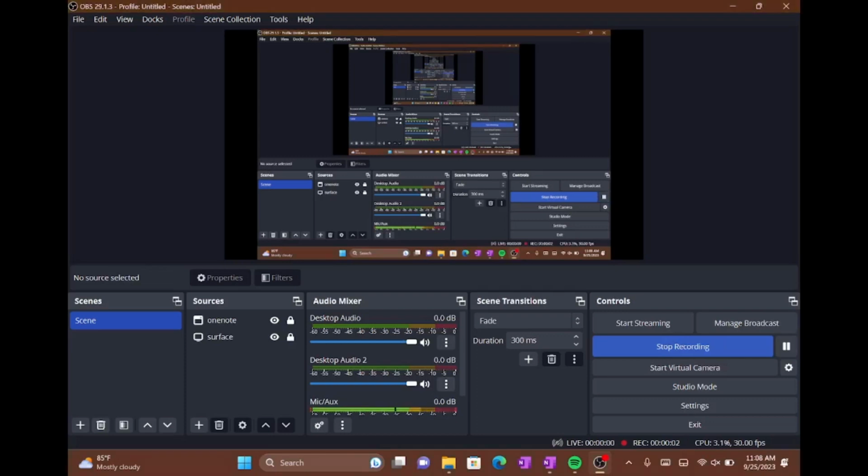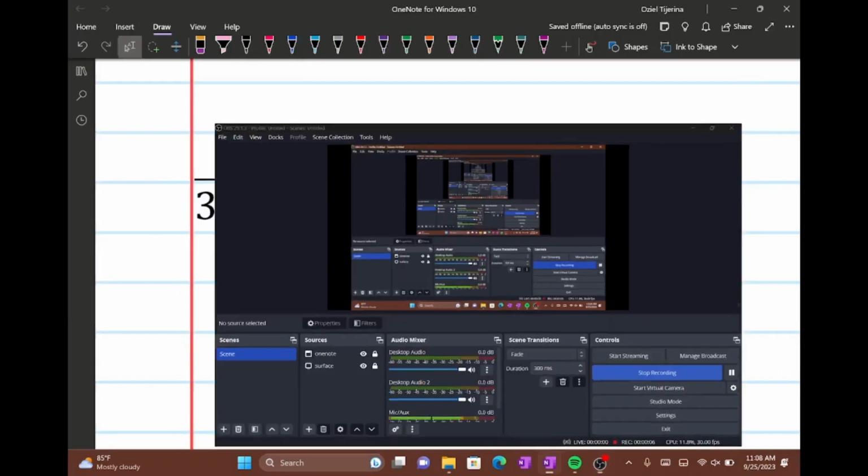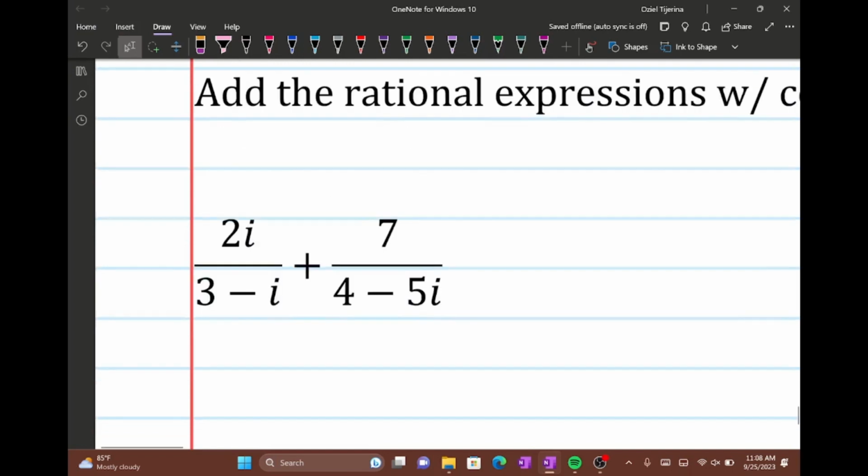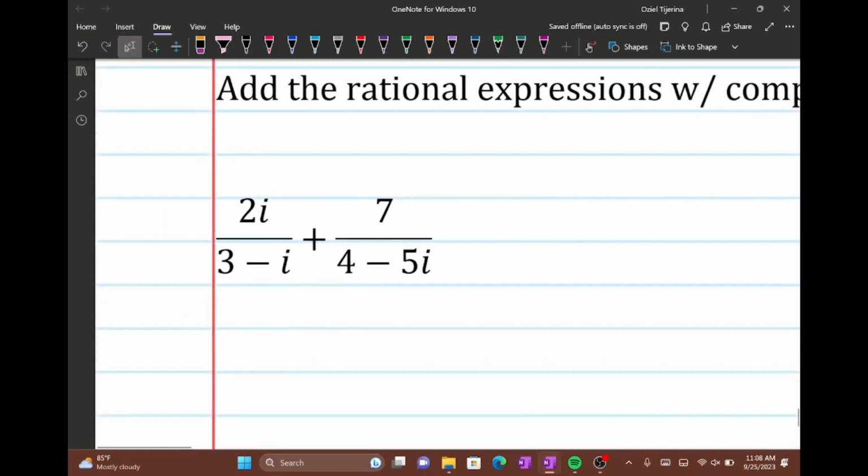Okay, so hi guys. In this video, I want to go over a problem that's mostly for algebra that I don't think I've gone over before. I know we've gone over how to simplify complex numbers by taking the conjugate when they are rational expressions, but I don't think I've ever gone over how to add. So I'm going to go ahead and go over this.